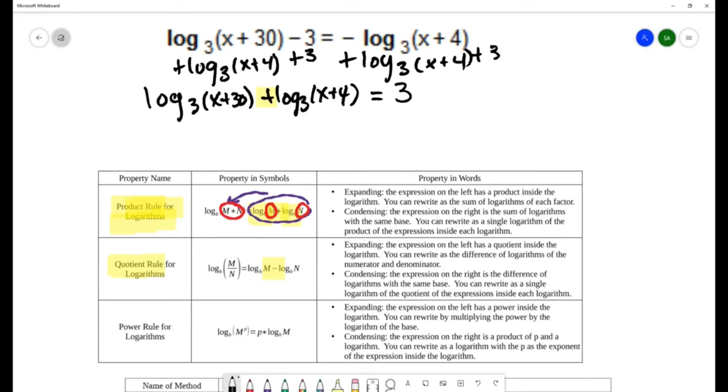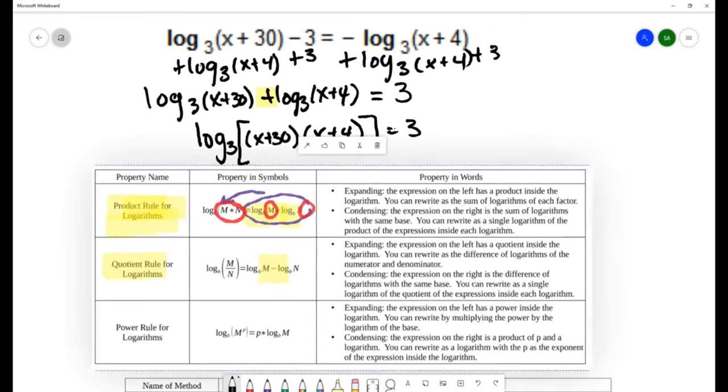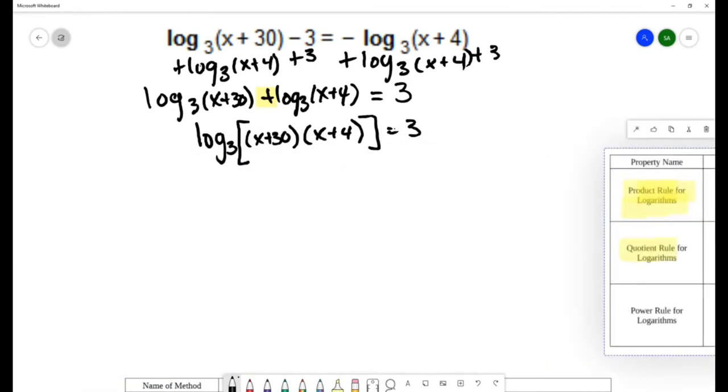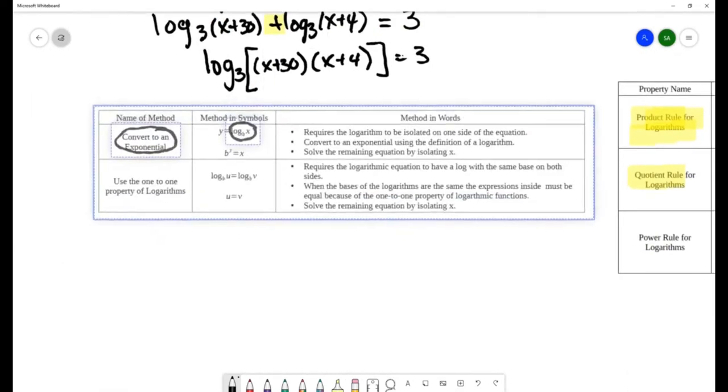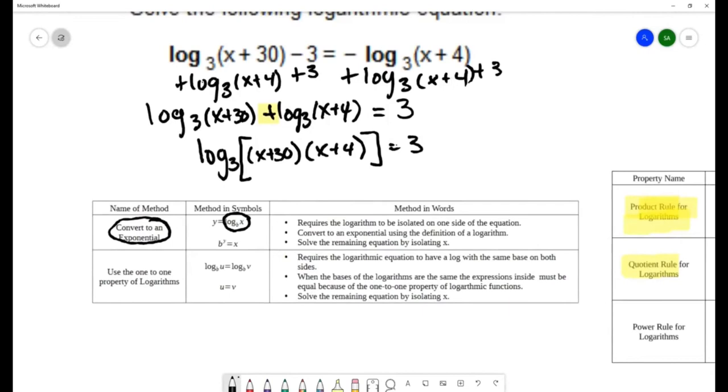We're going to condense these 2 logarithms. They do have the same base, and they condense to log base 3 of (x plus 30) times (x plus 4) equals 3. So we were able to condense to a single logarithm, and now that we've condensed, we are now able to use that method that we were talking about earlier, to convert to an exponential.